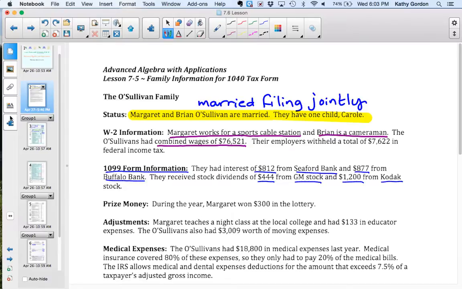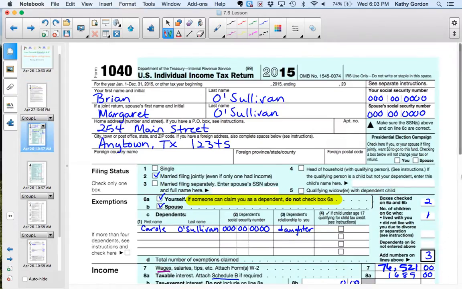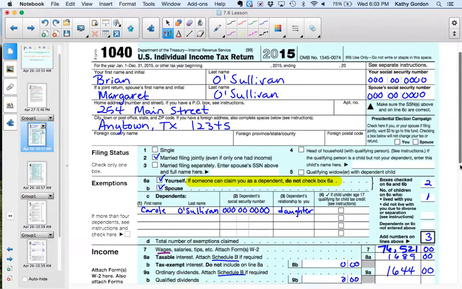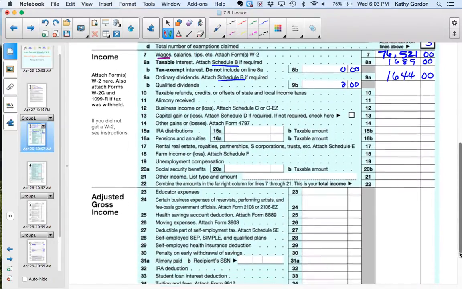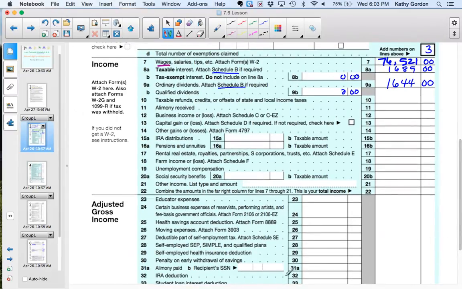But if we go back to our scenario for a minute, we do have information about the fact that Margaret won $300 in the lottery. Lottery winnings are considered income, and they must be claimed. And so, since lottery winnings or prize money is not listed as any one of these particular ways to get income, we have to list it right here in number 21. Other income, list type and amount.